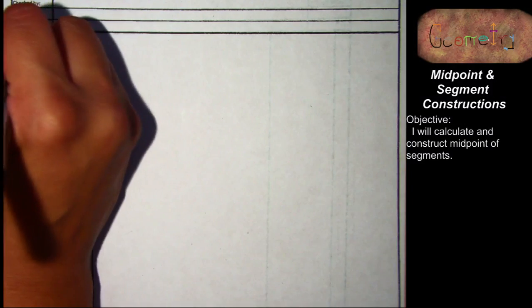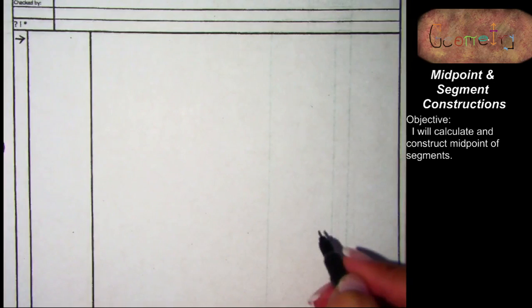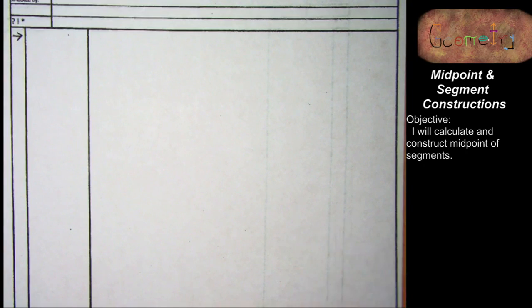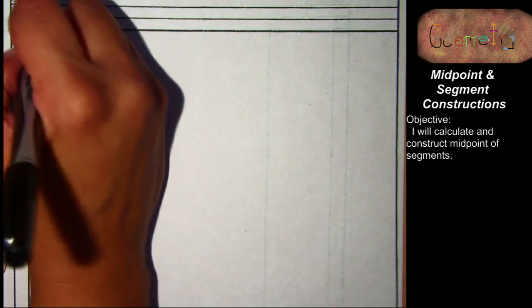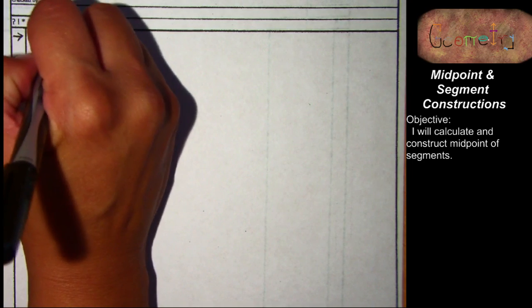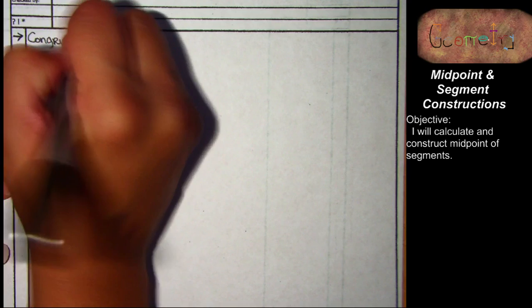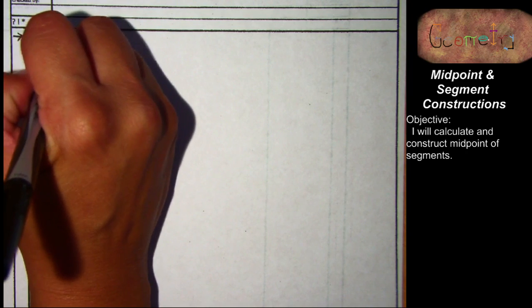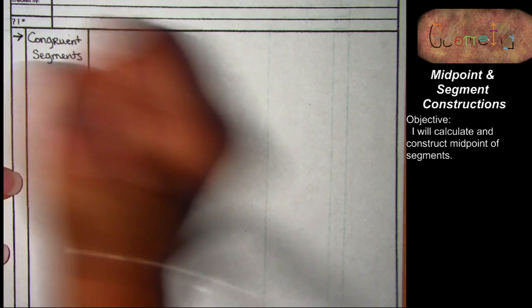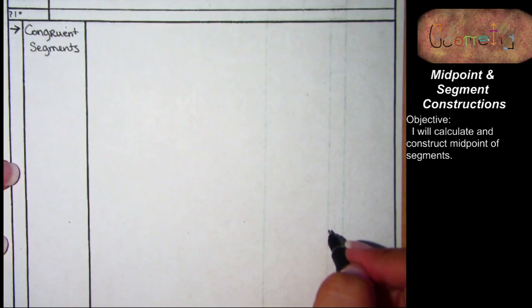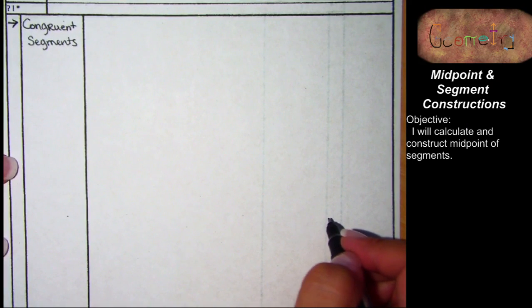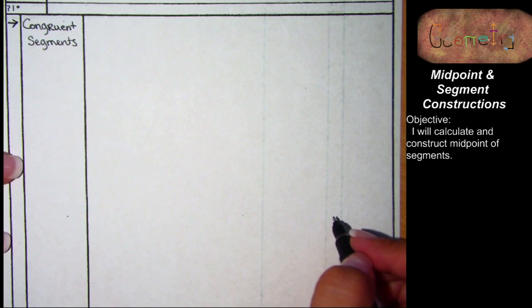I'm going to use this symbol, the little arrow here, to show that what we're about to do on this part of our paper is a how-to, a list of process steps that you have to take in order to accomplish something. Our first how-to is going to be how to construct congruent segments. We have 5 steps.